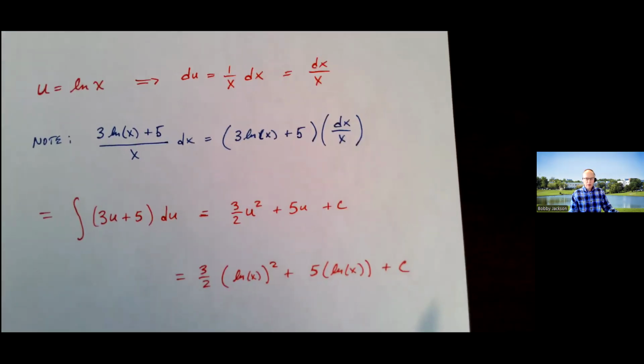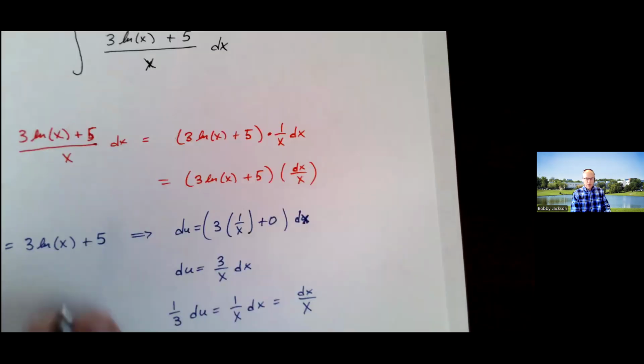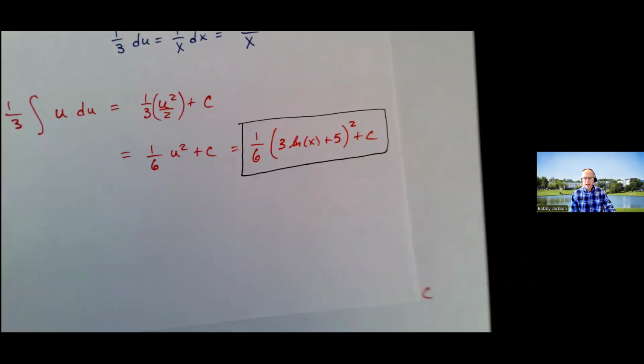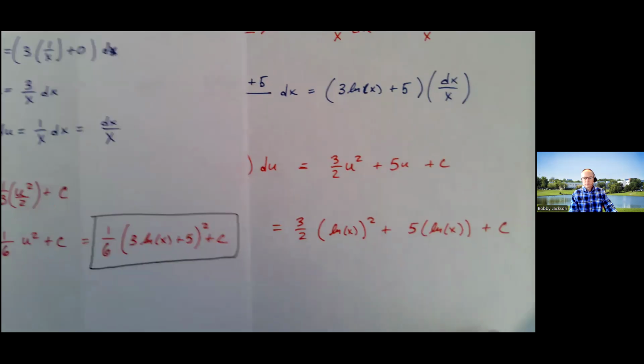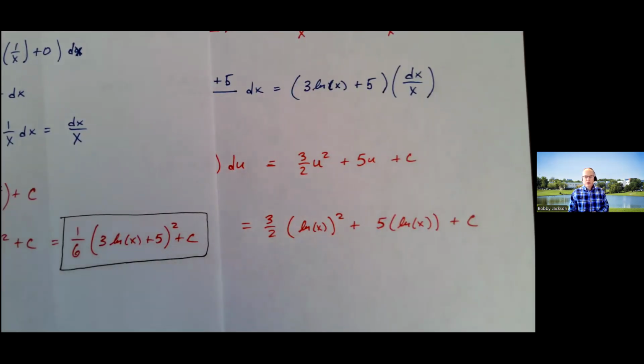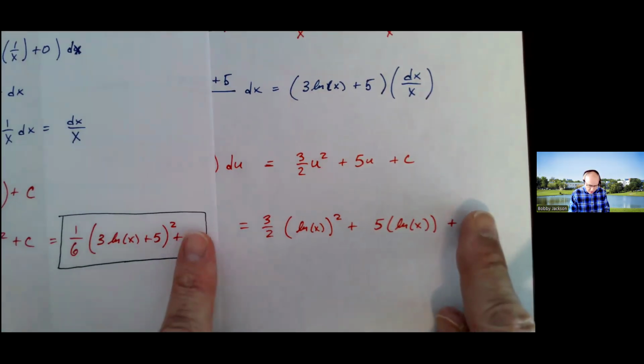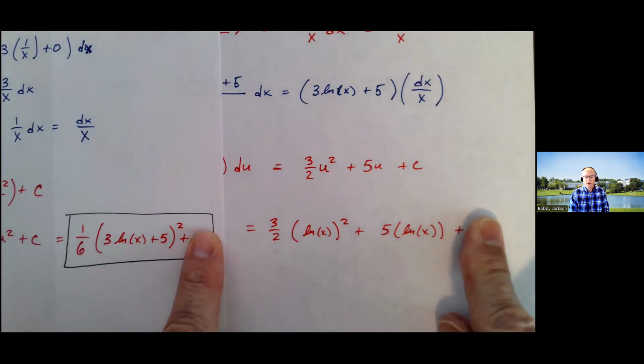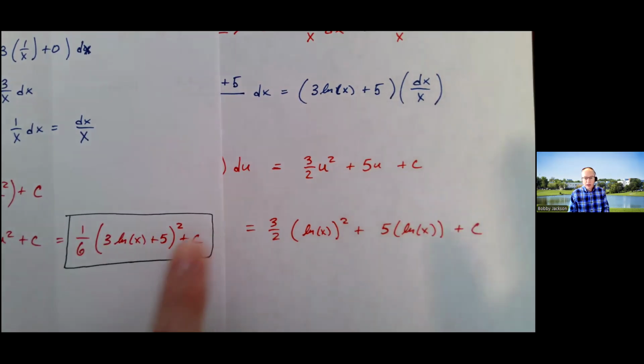What we did to begin with, we chose u to be 3 natural log of x plus 5, and I got this thing here in the box. So compare the two. They do not look the same. Are they the same? Well, get rid of the plus c's for a minute. If you graph these two functions, they are not equal for all values of x, but they differ by a constant, and therefore they are both antiderivatives. And I can show you that.